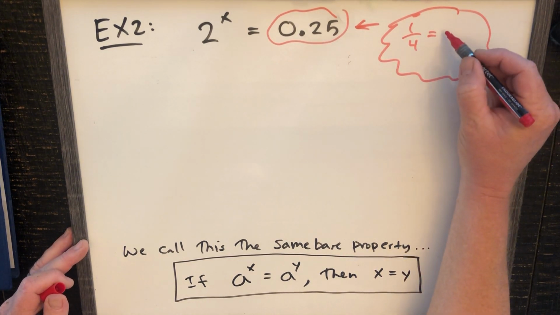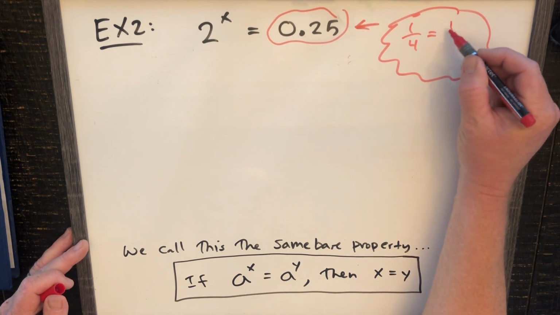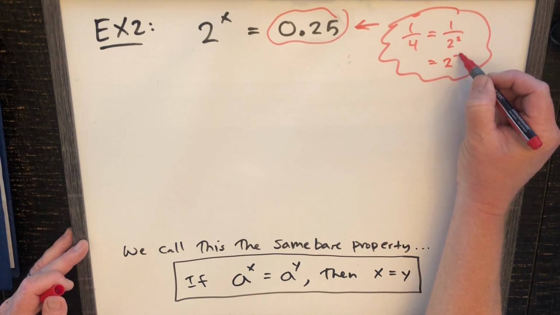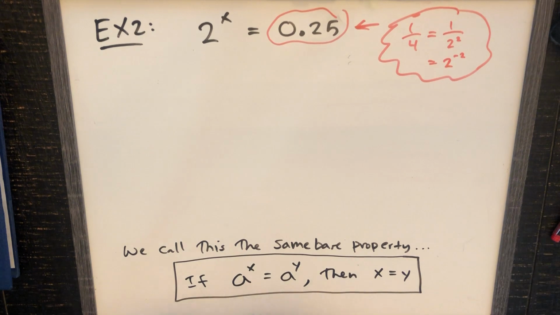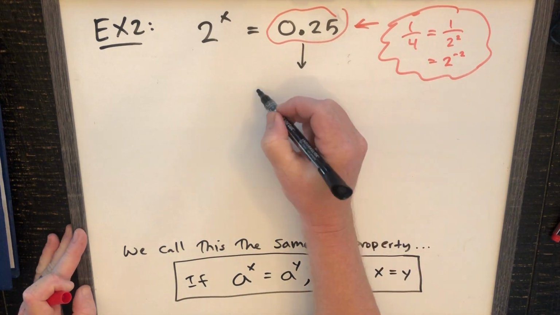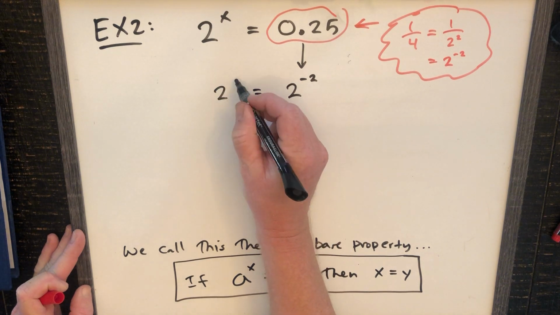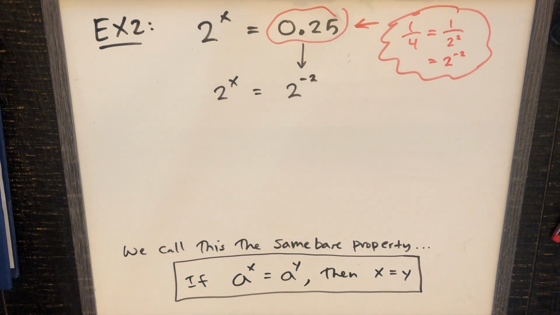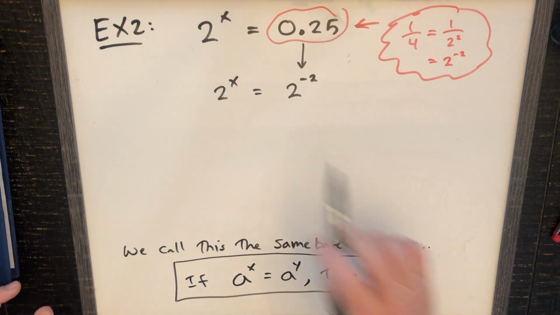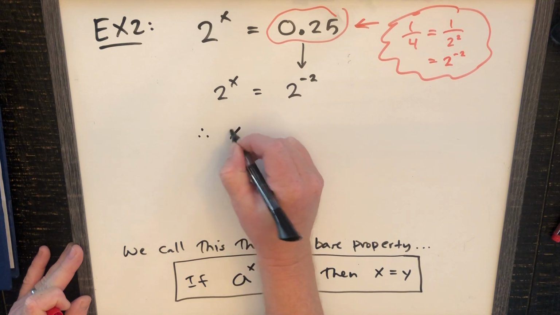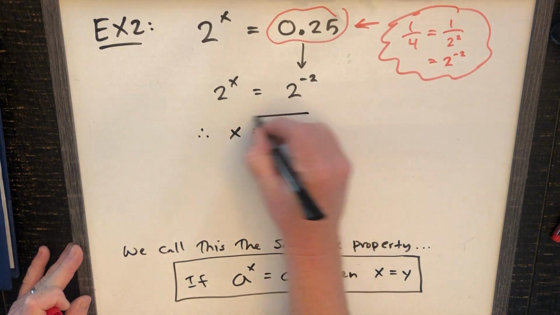And so 1/4 is what? 1 over 2 squared, which is the same as 2 to the negative 2 power. So we can rewrite this as 2 to the negative 2 power. Again, we have our same base property here. So the bases are the same. Therefore, x is equal to negative 2.